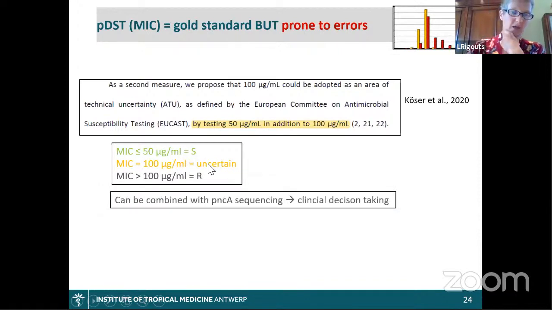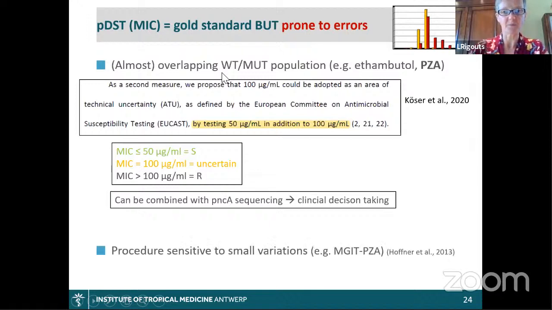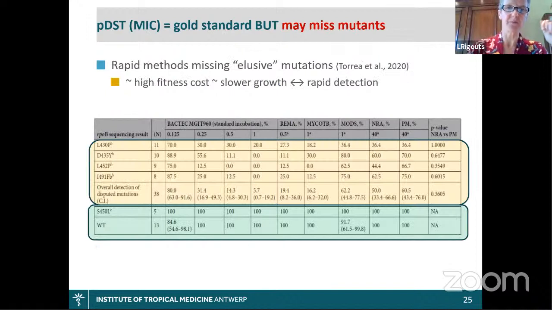And there you may have additional pncA sequencing that could make a final clue on whether you have a PZA resistant or susceptible strain. And this is mostly because you have a slight overlap of wild type and mutant populations. Also, the procedures that you follow should be followed very strictly. And Sven Hoffner and colleagues have shown that in using MGIT PZA, only after training and pointing out some important things like the good inoculation volume, they obtained better results in Sweden.